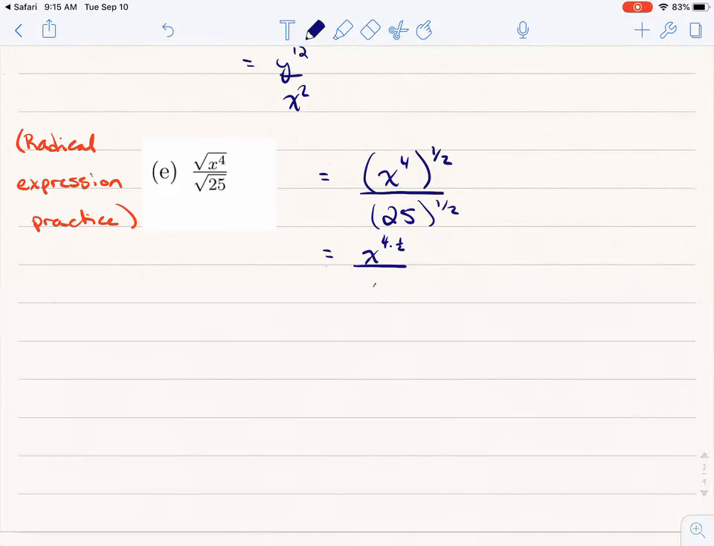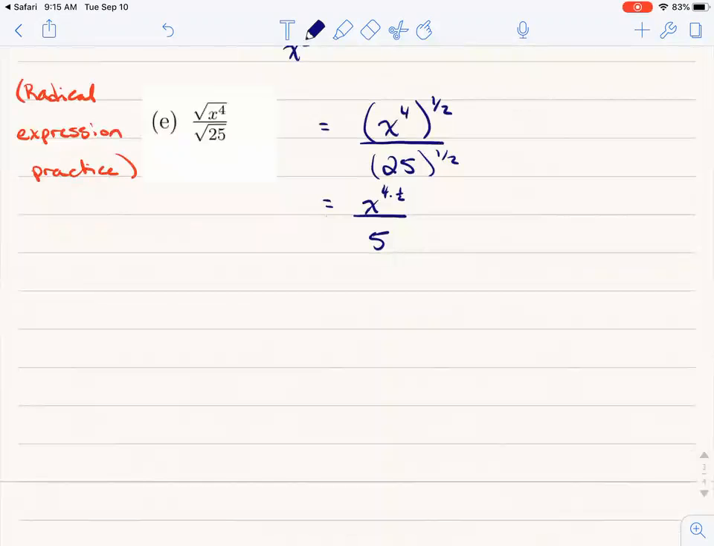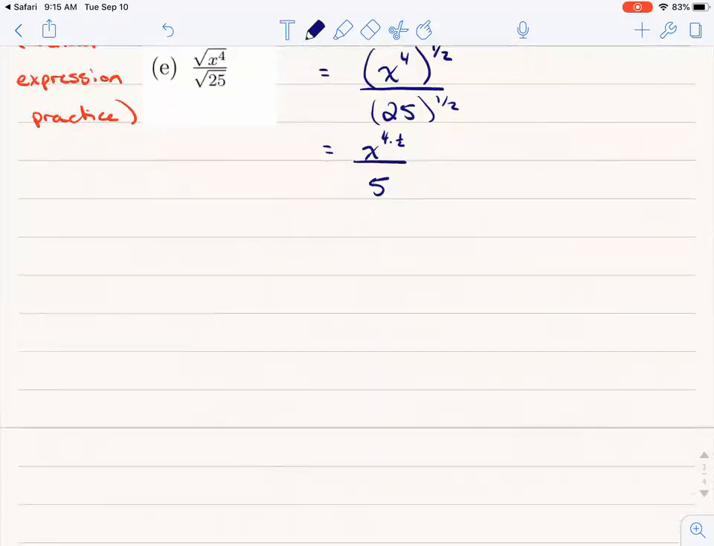Cool. Is everyone okay if I just write 5 here? The square root of 25 is 5. Nice. So we're not adding 4 and 1/2 of the powers because they're being multiplied together, right? There's only one base. And so we've got x to the power of 4 over 2 over 5. Right? And that's how we arrive at the x squared over 5. So that's technically where it comes from.